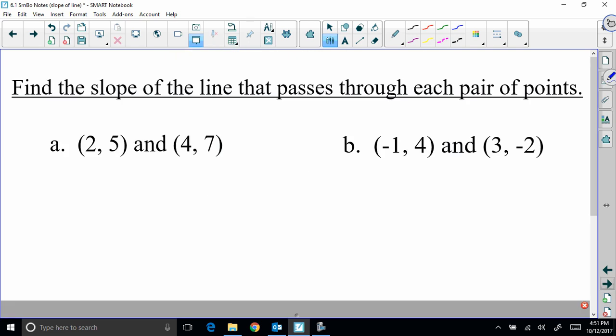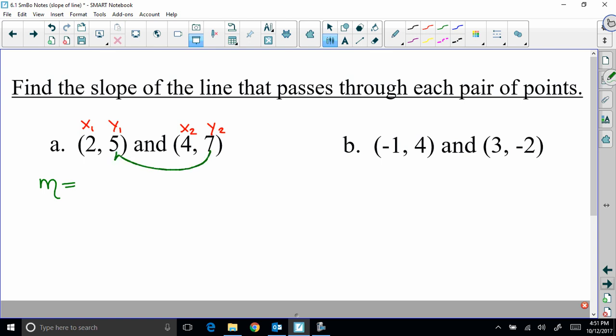Here are 2 points. If it helps you, you can label your points x1 and y1, and then x2 and y2. To find the slope, we're going to write what slope is. The variable for slope is m. And we're going to subtract our y's. It doesn't matter which one you start with.